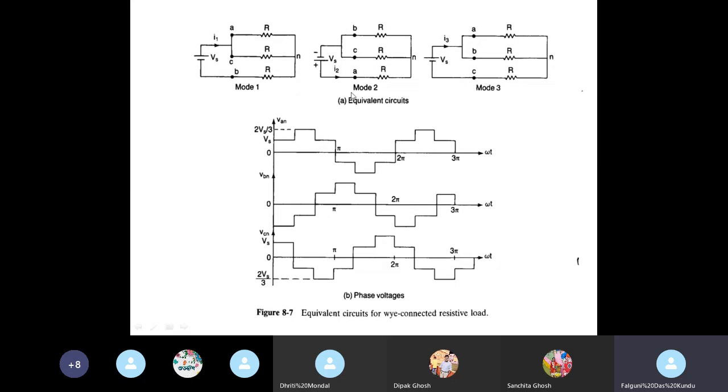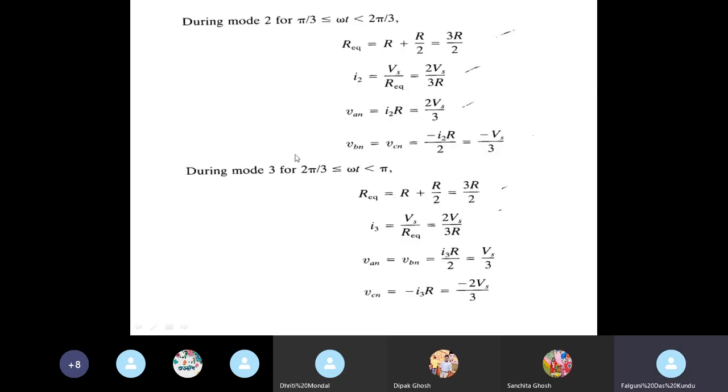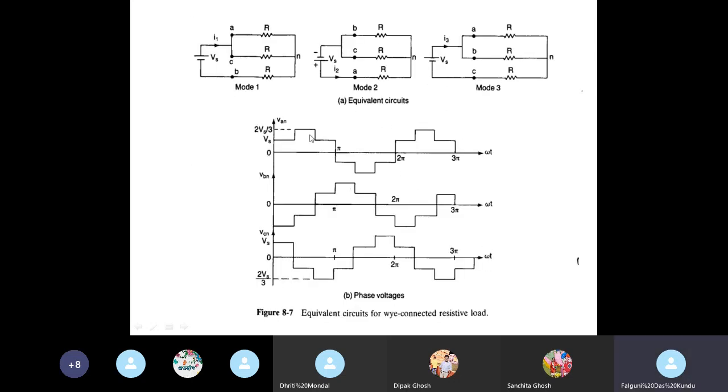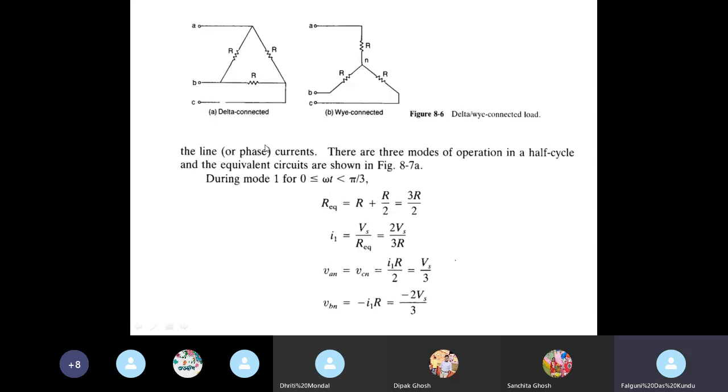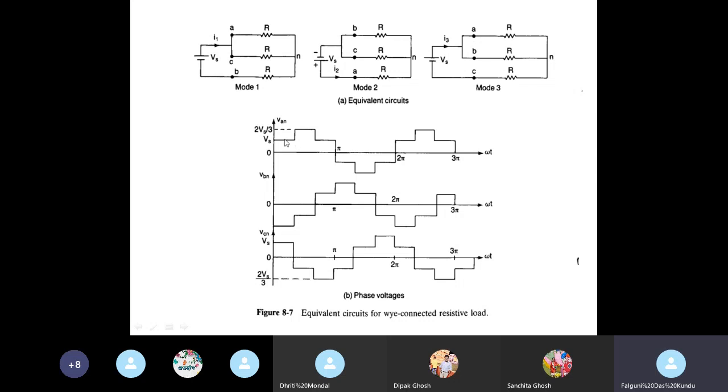So for this part, we get this value: VAN, VCN is Vs by 3 and VBN is minus 2 Vs by 3. Okay, so this is the maximum 2 Vs by 3 and this is the minimum, and this is VCN. Okay, so VAN is up to pi, if we calculate. Okay, this is for mode 1.